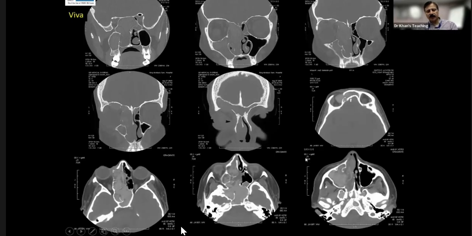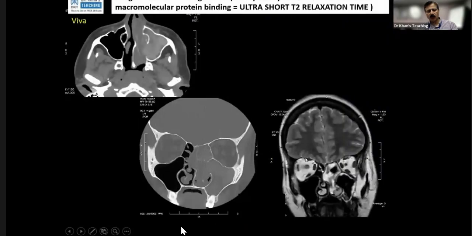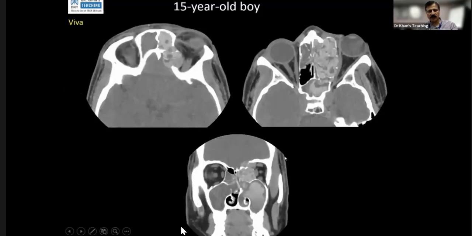And please remember the pitfall on an MR. On an MR, what can happen? Look at this case. On a CT scan, it is completely opacified. But on a T2 weighted sequence, there is a bit of blooming, and because of that, it will appear as if there is air inside. So please remember this pitfall. CT, of course, is the investigation of choice in any case in sinuses.